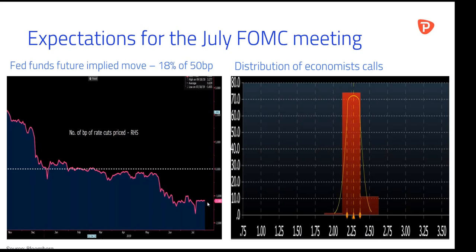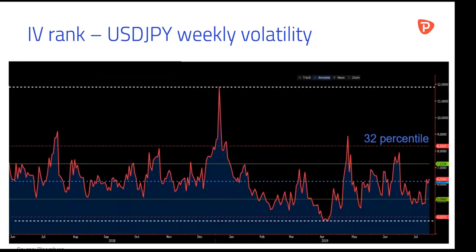So a full rate cut was being priced in. There was an 18% chance of a 50 basis point cut. How's the dollar? How are the markets going to react on the back of that? I've chosen dollar yen here to look at because I think it's the cleanest version of how the markets would trade. It's probably the closest line to US Treasury yields. And what we looked at on the Monday was dollar yen weekly volatility annualized at 6.315.